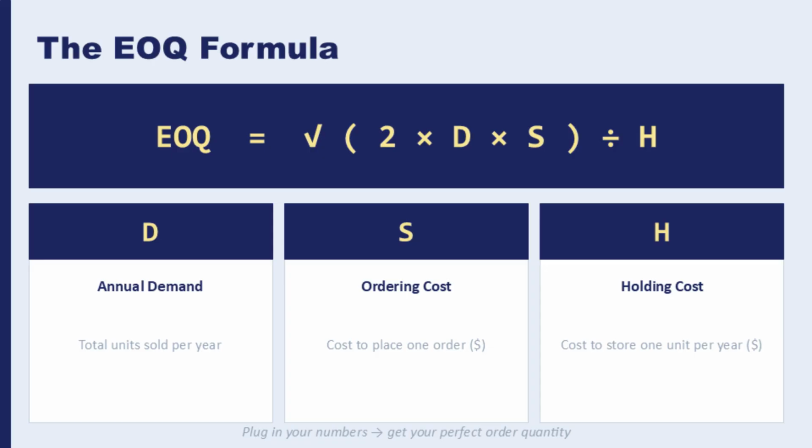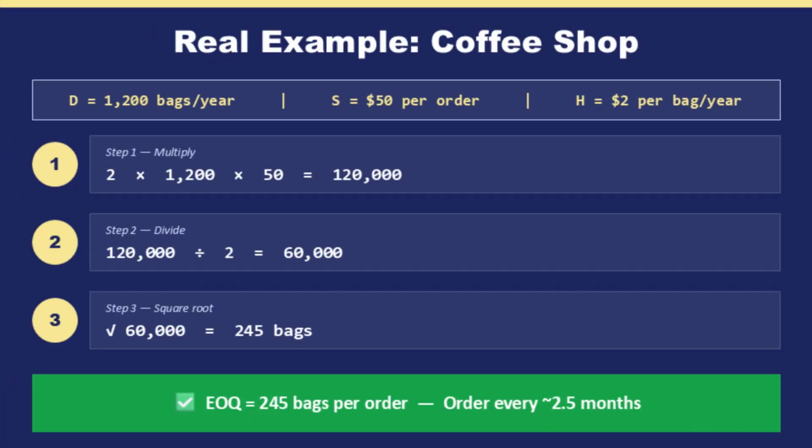Let's plug in some real numbers using our coffee shop example. Our coffee shop sells 1,200 bags of coffee per year, so D equals 1,200. Every time we place an order, it costs us $50 in shipping and admin, so S equals 50. And it costs us $2 per bag per year to store the coffee, so H equals 2. Now let's do the math.